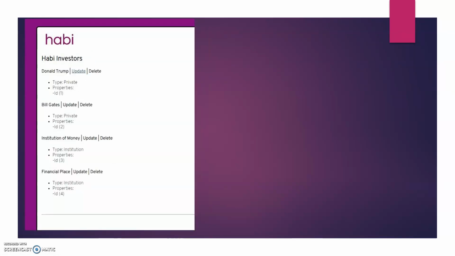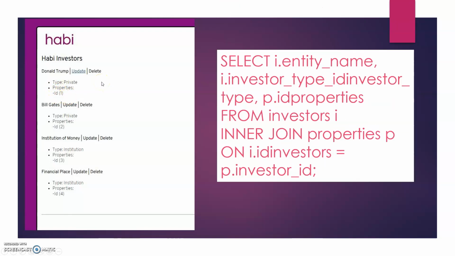I want to show you investors just because it's a little more to it than just a simple select all. In this view, we are seeing a list of all of our investors, but we're also seeing which properties they are investing in. So we want to see from the investors table, we want to see the entity name, the investor type. Let's see, for example, our Donald Trump, that's his entity name. He's a private investor.